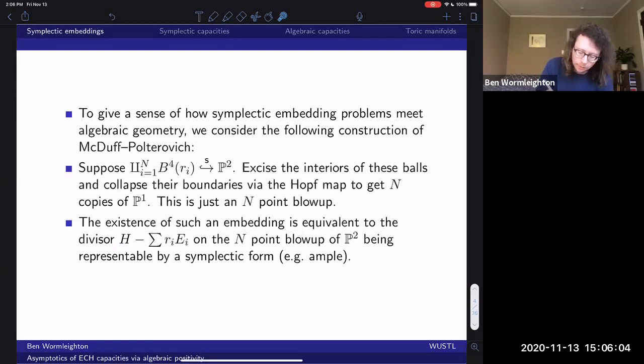And so from their work, it turns out that the existence of such an embedding is equivalent to there being a symplectic form in the class of this divisor on the n-point blowup of P2. In other words, this divisor or its Poincaré dual is representable by a symplectic form. One way of guaranteeing this is to ask that this divisor is ample. This is a purely algebraic geometric notion, and so this is something that one can bring techniques of algebraic geometry to bear on.